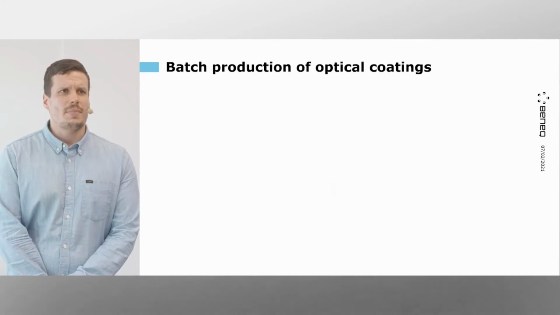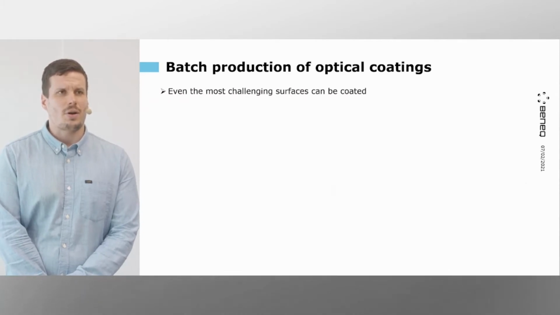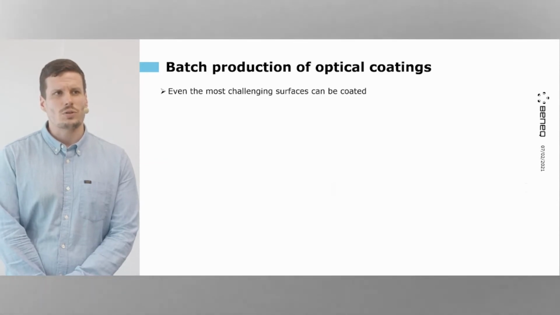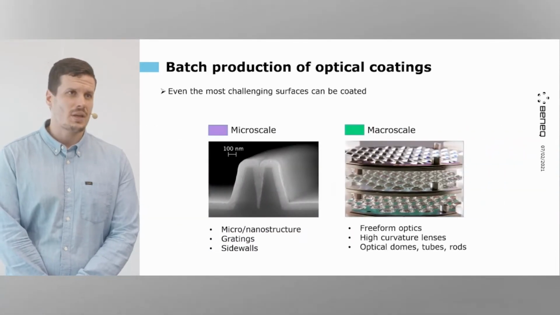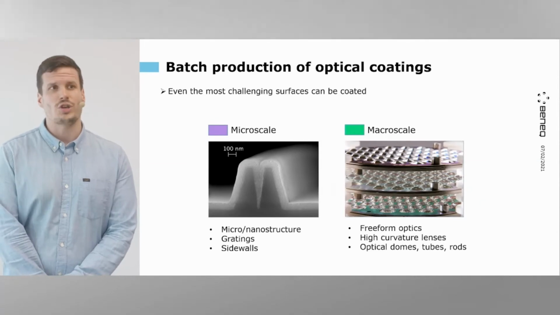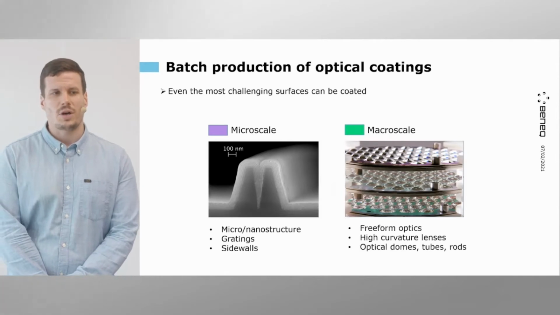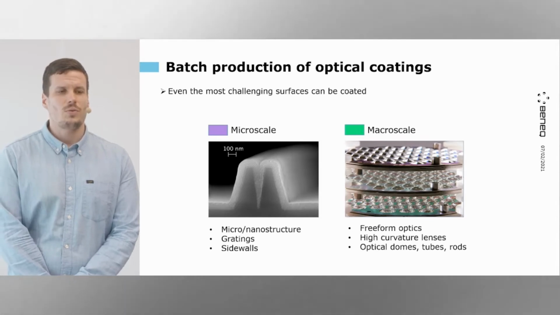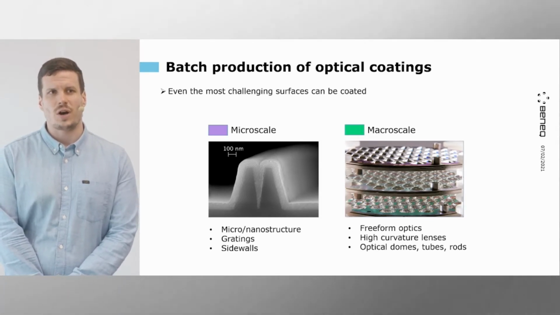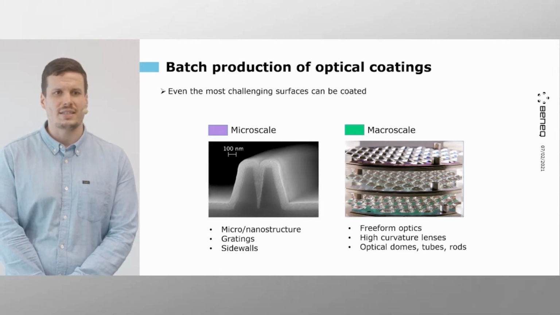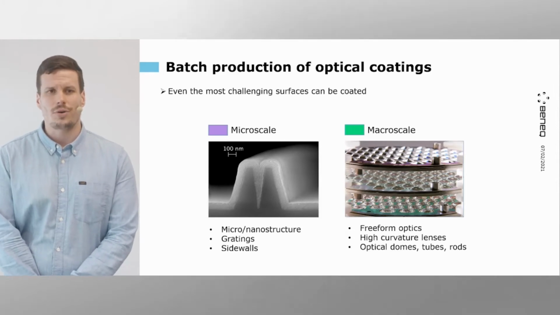So by combining the batch ALD equipment and our low-loss, high-quality and particle-free building blocks, we can realize many optical functionalities even on the most challenging surfaces, such as those found in the microscale, such as micro and nanostructures, gratings, or sidewalls. We can also coat challenging structures found on the macroscale as well, such as freeform optics, high curvature lenses, or complex 3D shapes, such as optical domes, tubes, or rods.